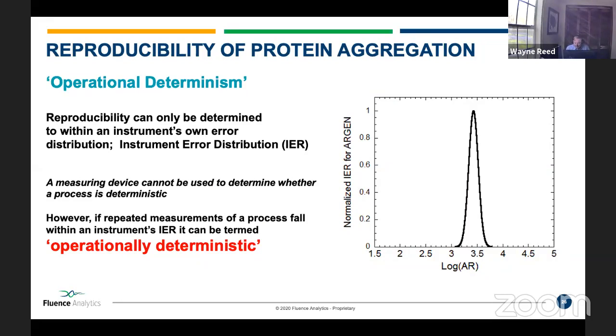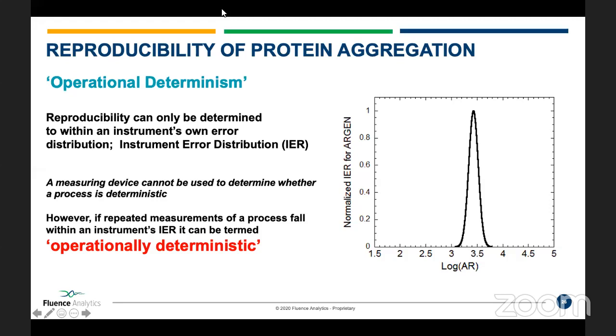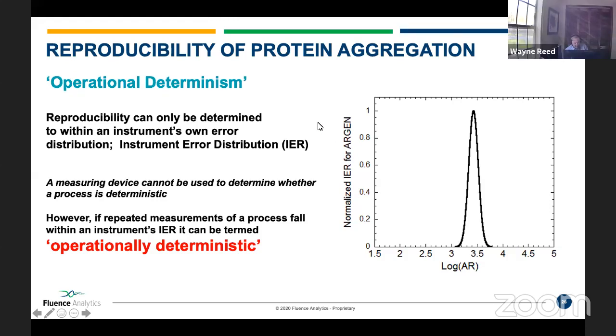Now the reproducibility is a big issue. Again, I mentioned when you have aggregation, that's intrinsically a horrible phenomenon. How is it ever going to reproduce? So we set out to figure out what types of stressors would be reproducible, if any, and which would be more stochastic. First of all, we make this statement here that a measuring device cannot be used to determine whether a process is deterministic.